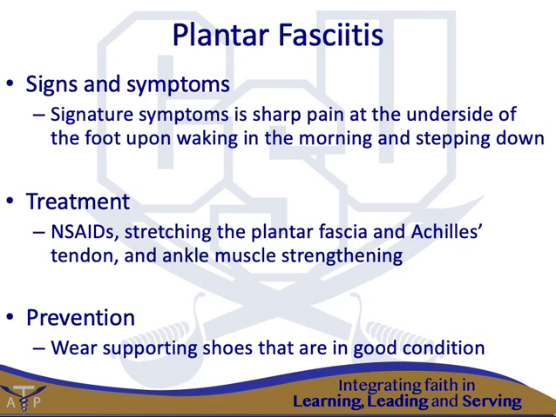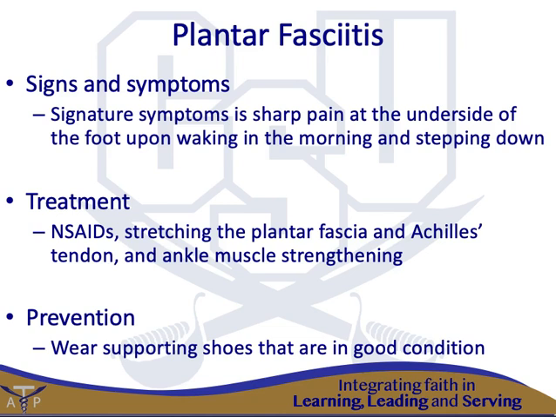When we see somebody with plantar fasciitis, the signs and symptoms typically develop very slowly, but one of the telltale signs is that the person has sharp foot pain on the underside of the foot upon waking up in the morning and stepping down, so they are not able to walk in the morning. This will decrease as soon as they stretch it out. So the pain will decrease throughout the day, but then it will also come back the next morning as well.